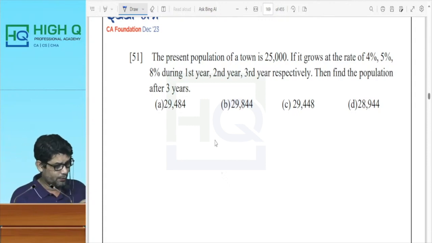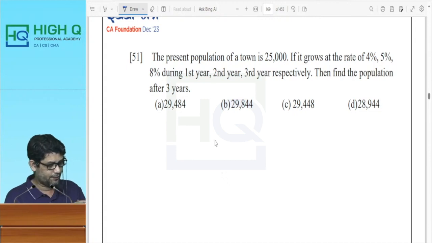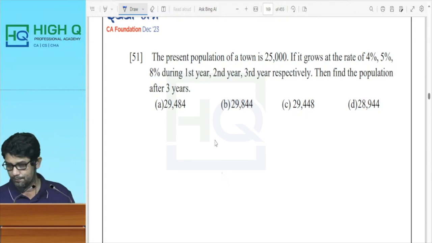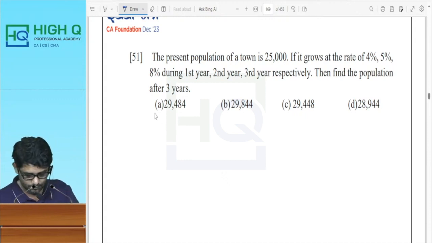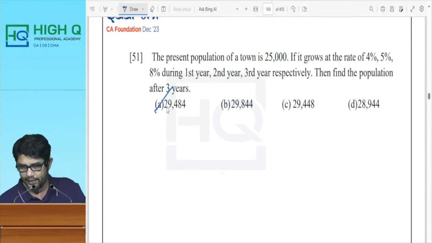25,000 plus 4% plus 5% plus 8%. 29,484. Is that right? Option A is right. Very good.